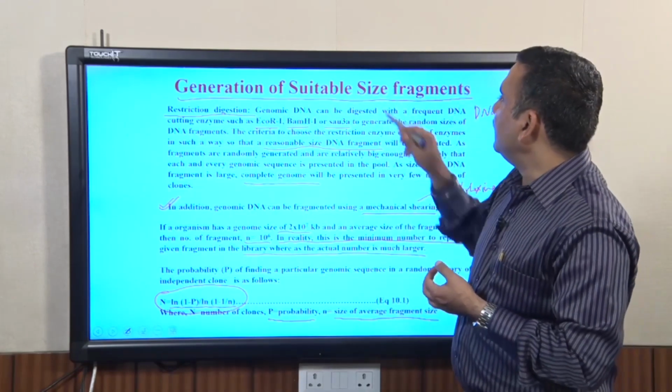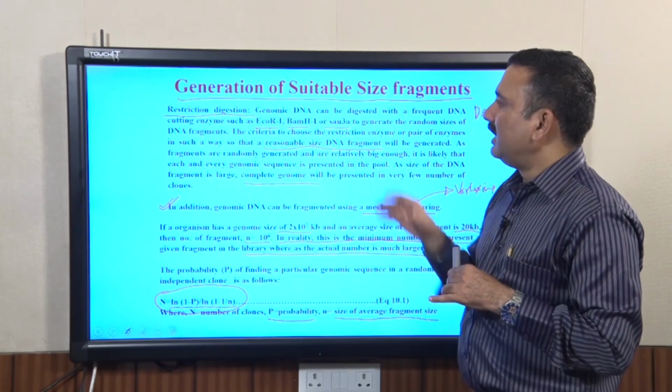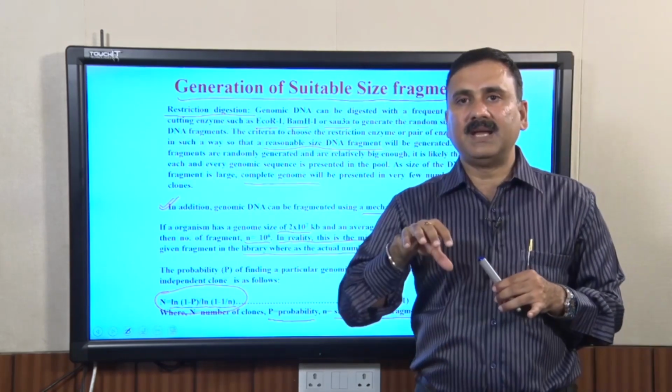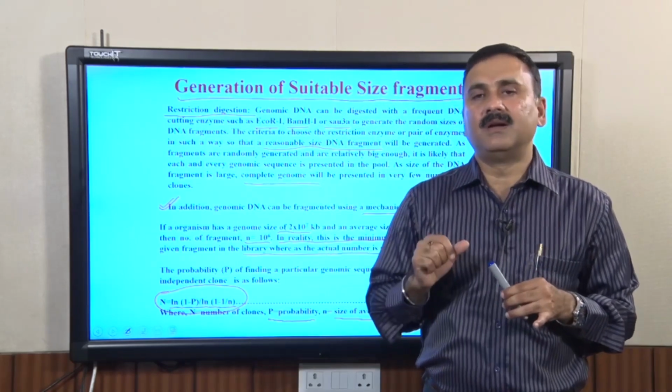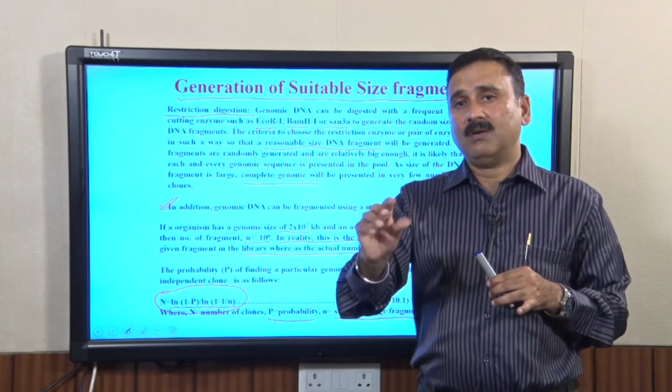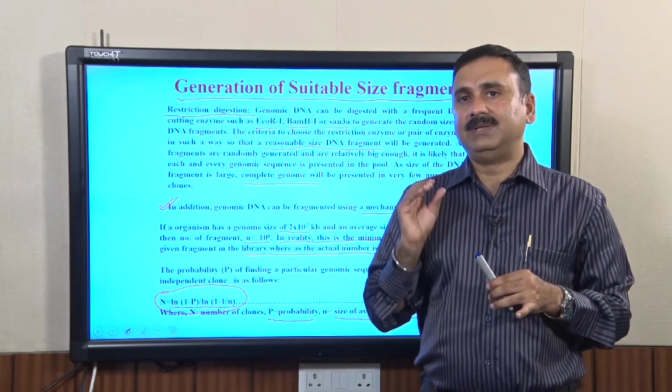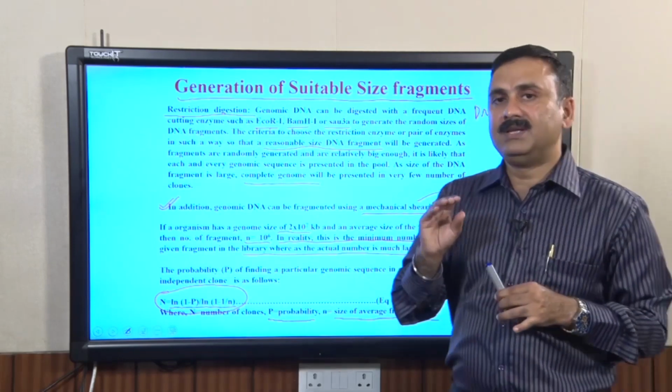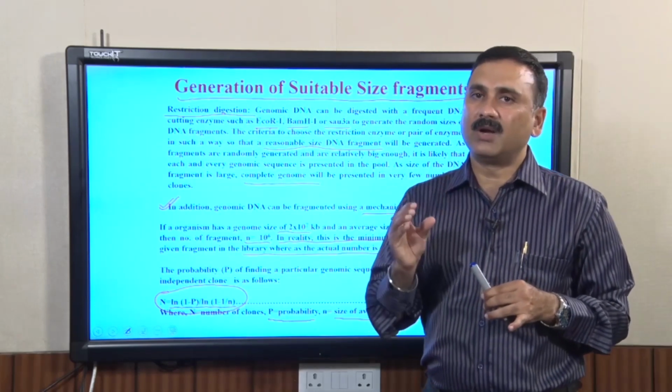Now, we have generated the suitable size fragments. In the third step, these fragments have to be inserted into a particular vector. But before getting into that, I would like to show you the genome sizes of different organisms.